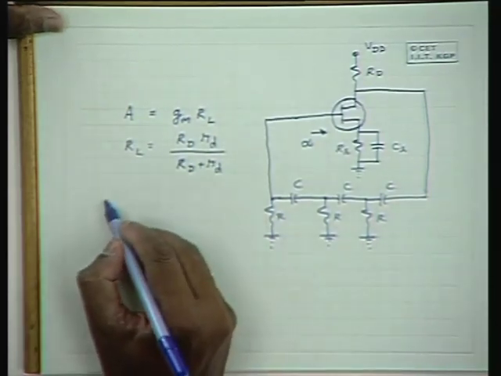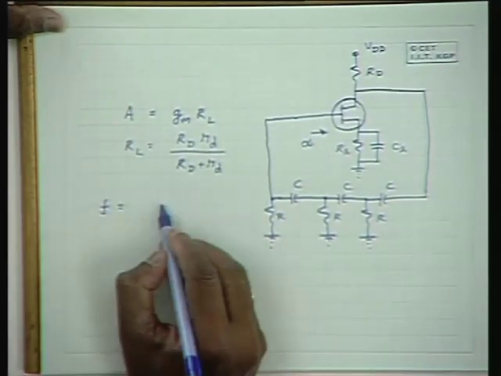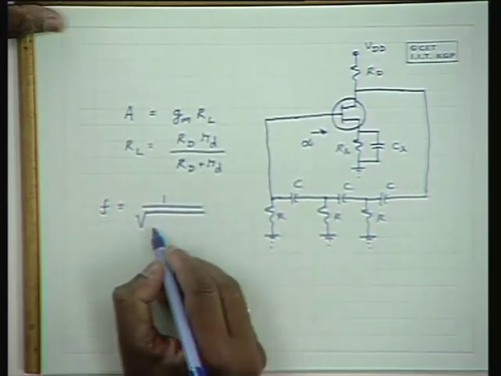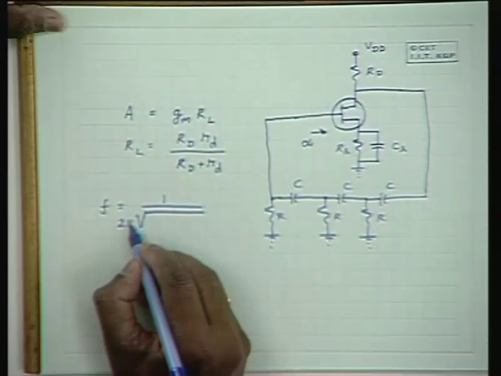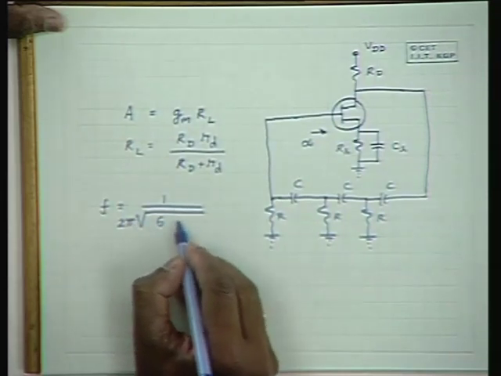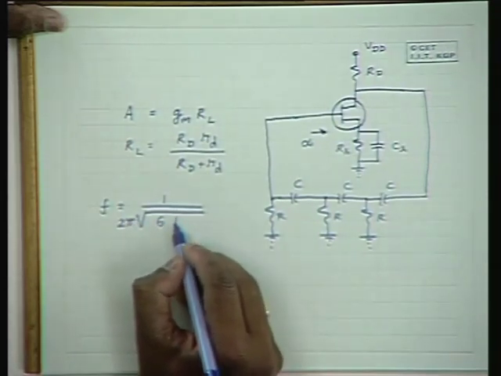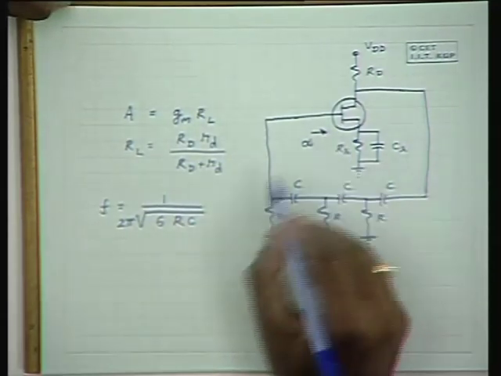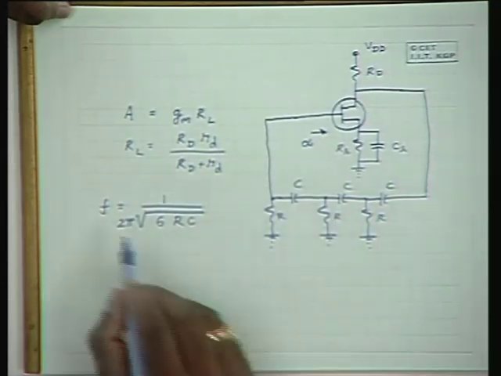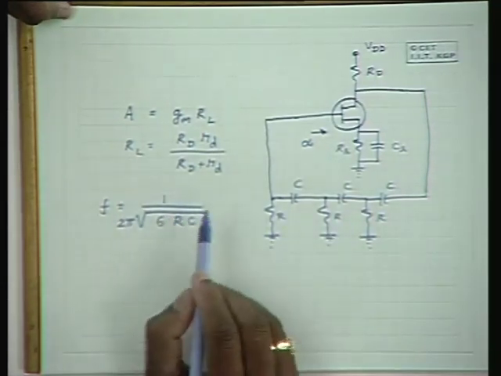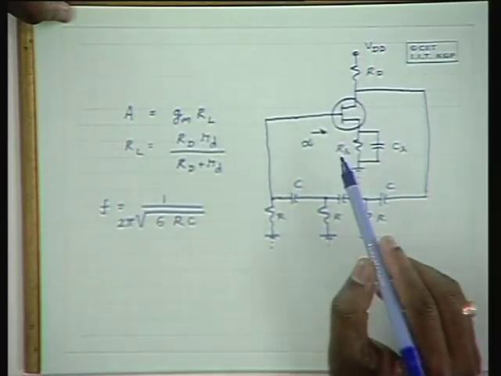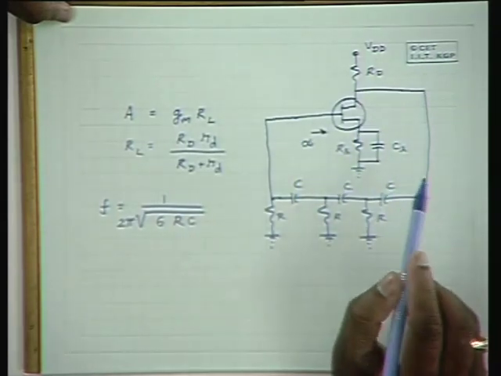Now, the frequency of operation can be obtained from the expression which we have derived earlier. It is equal to 1 by 2 pi square root of 6 RC, because no Ri is coming into the picture here. So, this is the frequency of operation. This can be obtained by using the Barkhausen criterion.